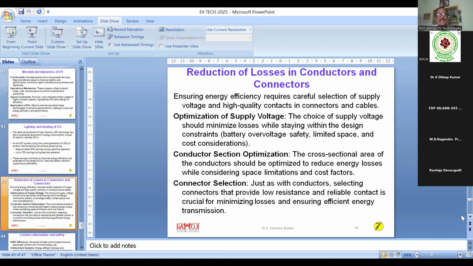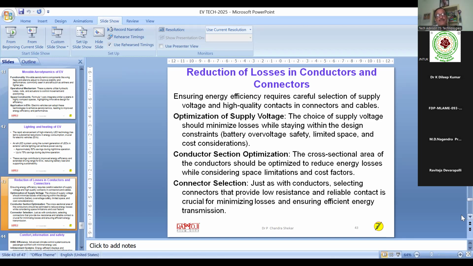Reducing loss in the conductors and connectors. Even the connector plays a vital role. Ensuring energy efficiency requires careful selection of supply voltage, high quality contacts, and connectors for cables. Optimization of supply voltage: the choice of supply voltage should minimize the losses while staying within the design constraints, battery overvoltage safety, limited space, and cost consideration. What voltage to select? These are the considerations concerned.